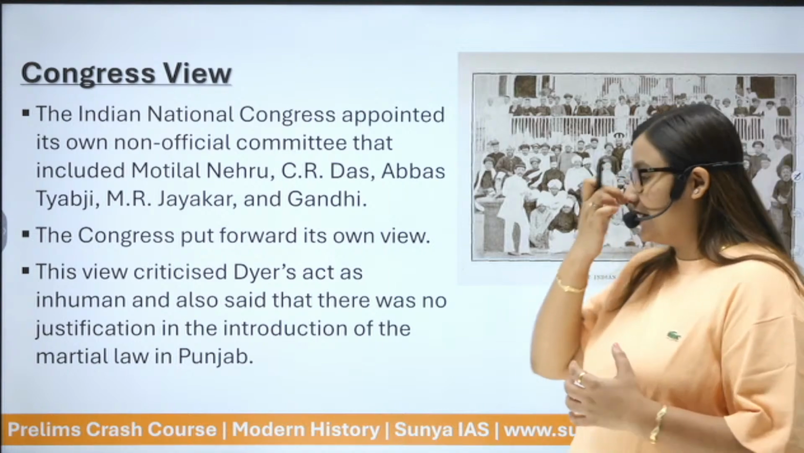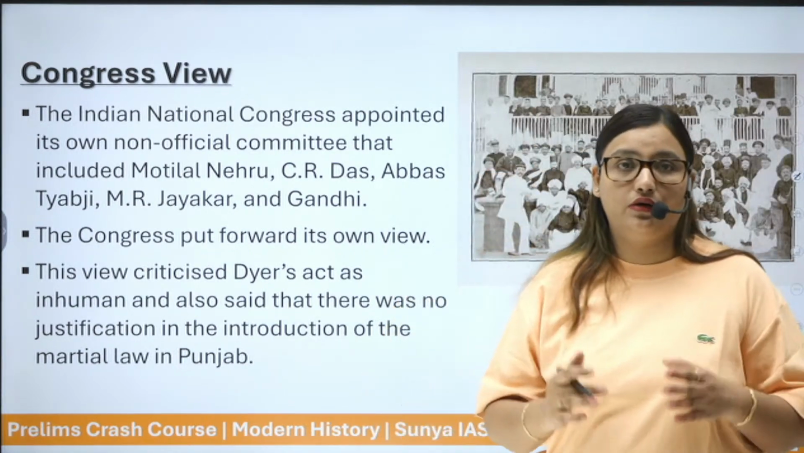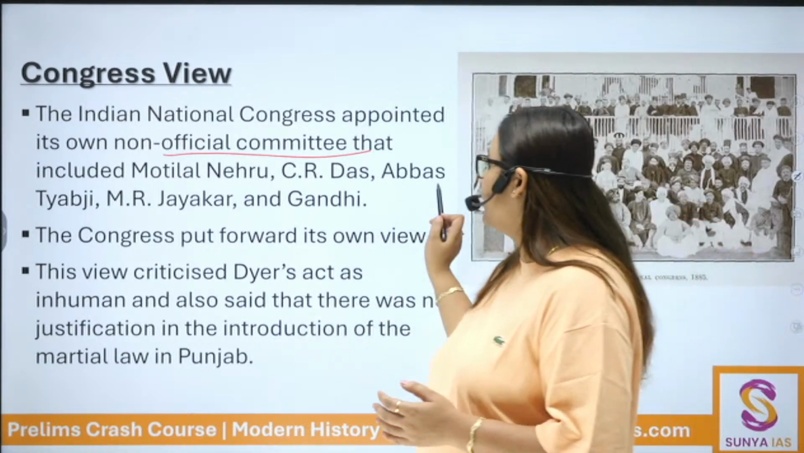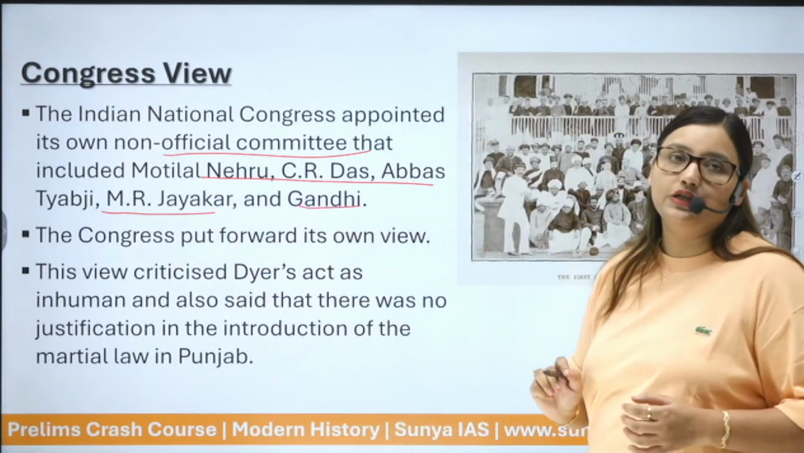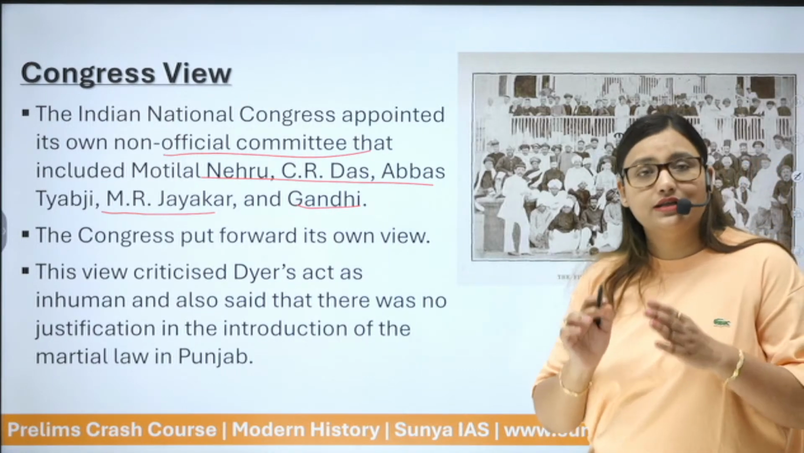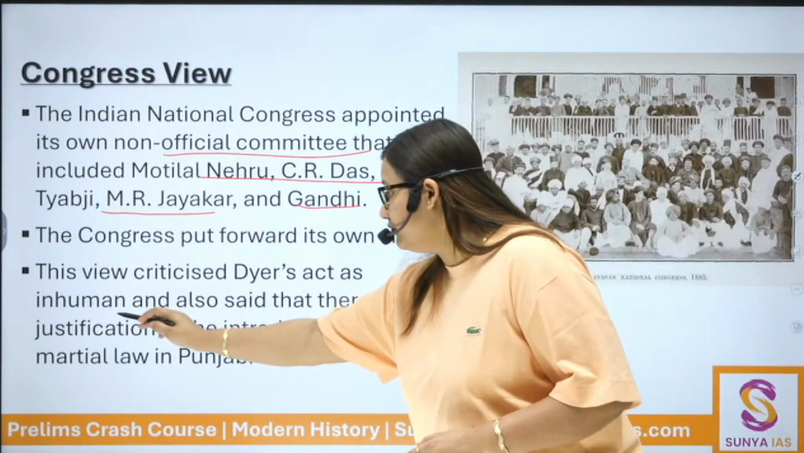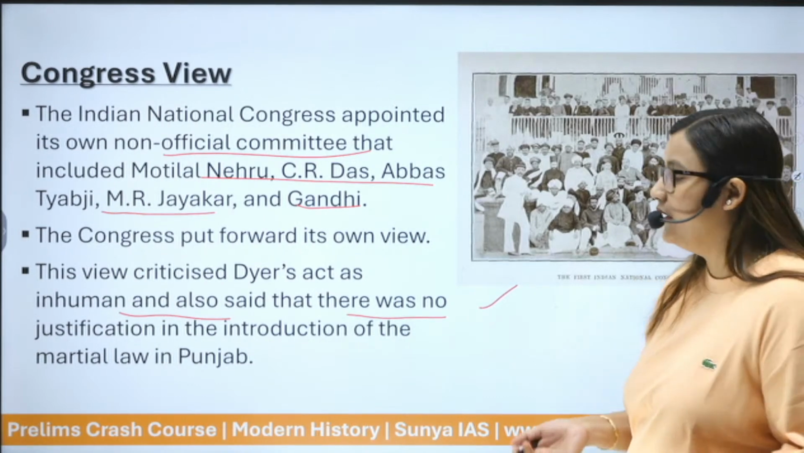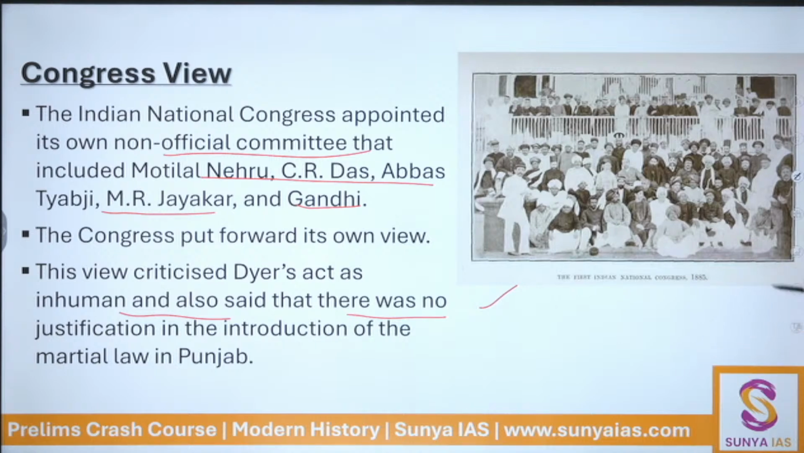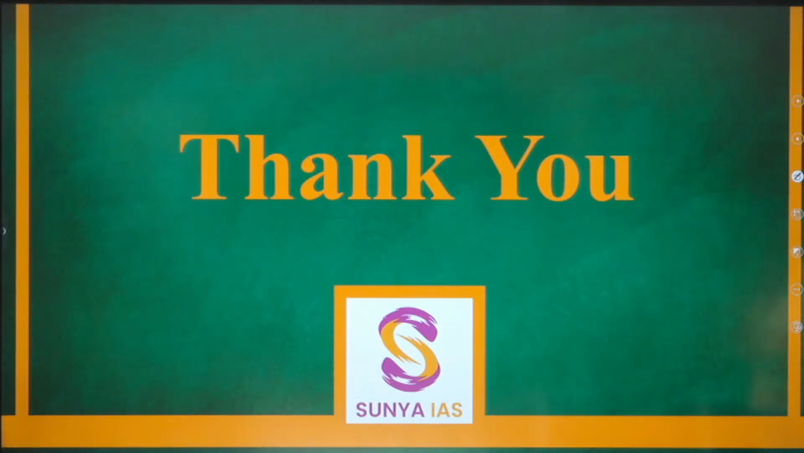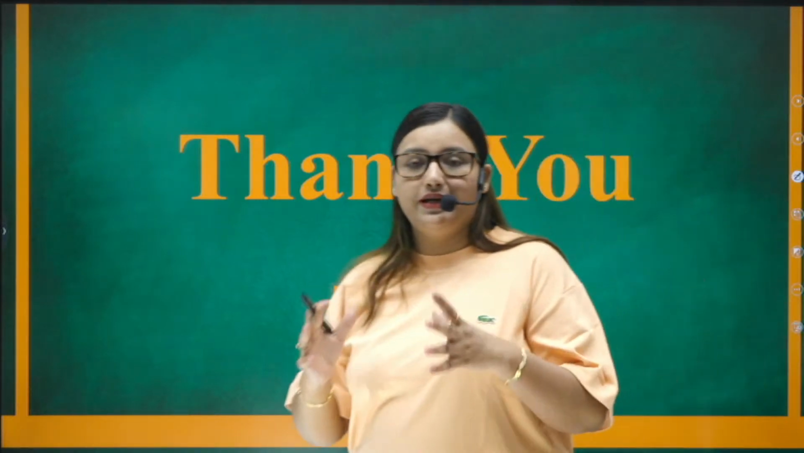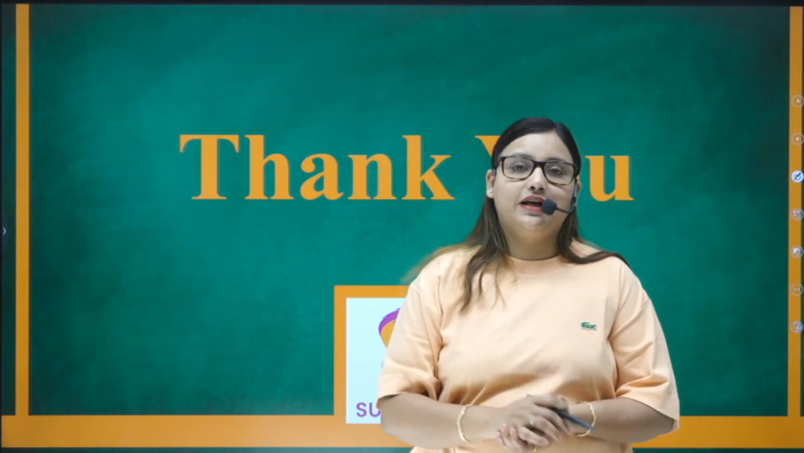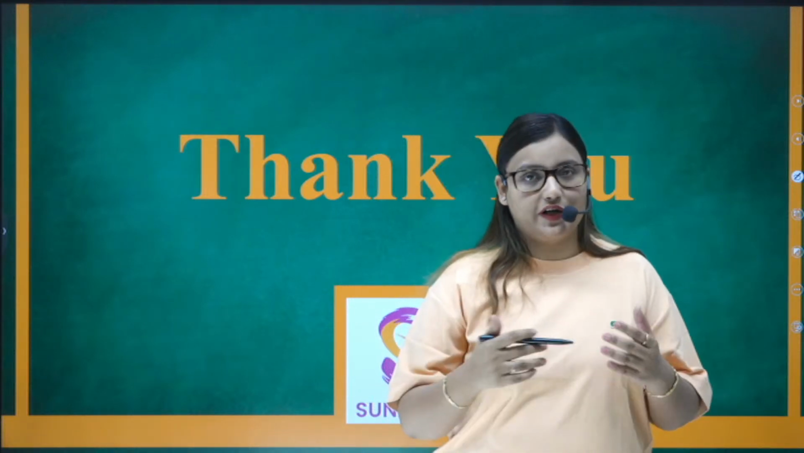When the Jallianwala Bagh massacre happened, Congress was stunned. The Indian National Congress appointed its own non-official committee that included Motilal Nehru, C.R. Das, Abbas Tyabji, M.R. Jayakar and Gandhiji. The Congress put forward its own view. They criticized Dyer's act as inhuman and also said that there was no justification for the introduction of martial law in Punjab. There was no justification for what he did. So Congress also wanted to raise their voice, which they did. Fine. So we have completed everything about the entire struggle of Gandhiji, the Rowlatt Act, General Dyer, and everything.